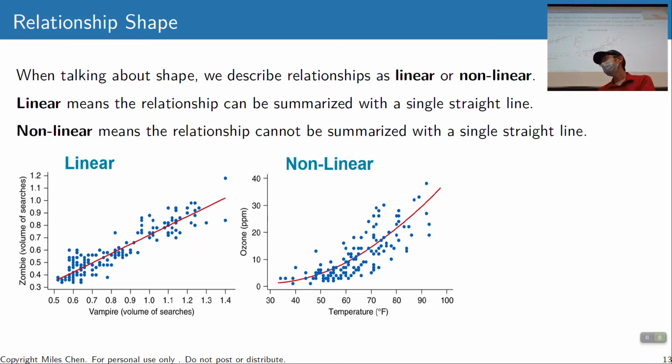So the shape, as far as this class goes, we'll just kind of categorize things as linear versus non-linear, okay? If you were to take more statistics courses in your future, you'll probably have more names to describe these things. You can have an exponential and a quadratic and different kinds of things, but as far as we're concerned, we'll just have linear, meaning a single straight line works, and non-linear means it is not described with a single straight line. So these are examples from the textbook.